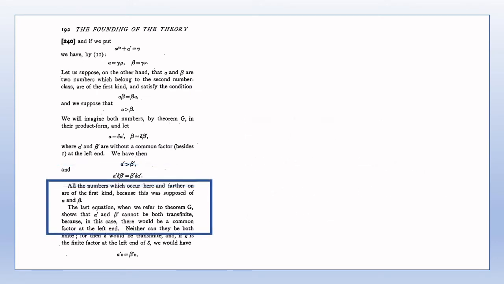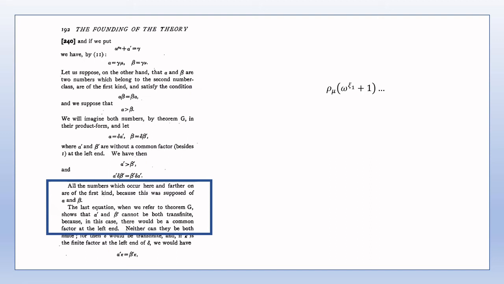Note also that alpha prime, beta prime and delta are all numbers of the first kind, since none of them have a product form which begins omega to the power of xi for some xi greater than or equal to 1, as required by Theorem H of the current section for any number of the second kind. Each of the product forms will have rho mu times omega to the power of xi 1 plus 1 at the left end, where rho mu is possibly equal to 1.